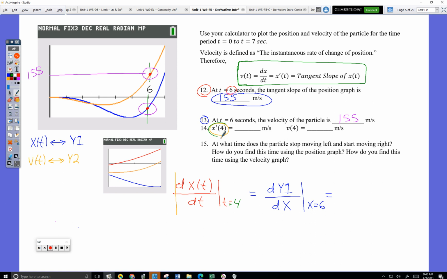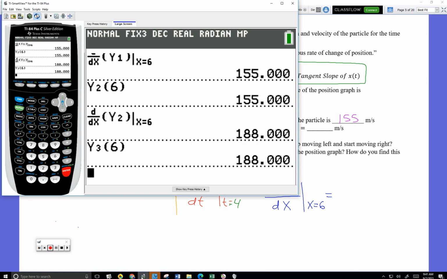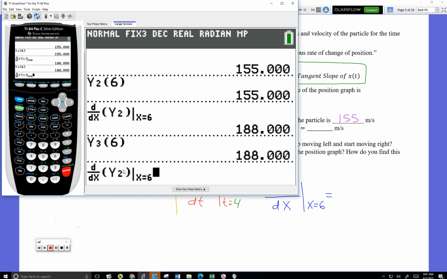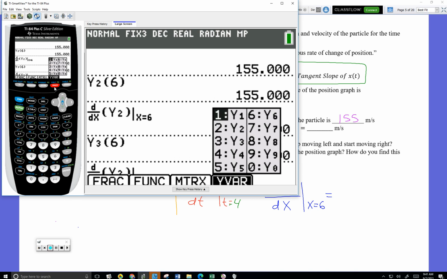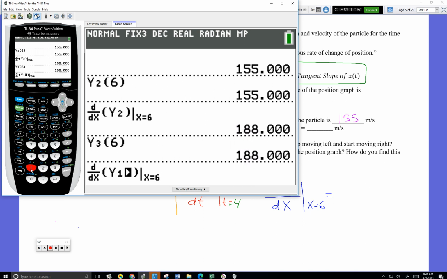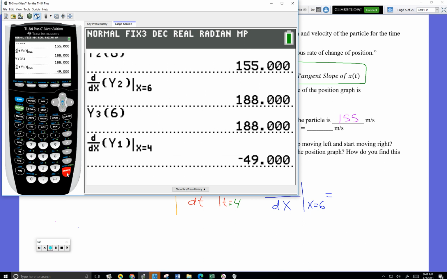So x prime of 4 means rate of change of position at time equal 4. So you go back to your calculator. Here's a shortcut. You can arrow up if you want. It's not that much shorter, but in fact, in this case, it's probably not shorter at all. You can press enter. You can say, I need this to be y1. So you back up. Alpha trace, y1. I need the time to be 4. There we go. That's the rate of change of the position at time equal 4.